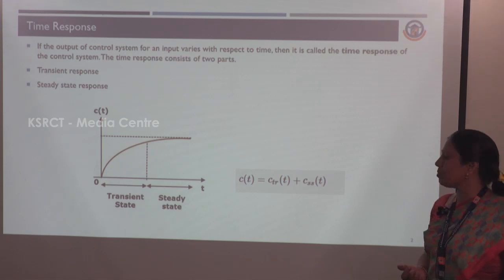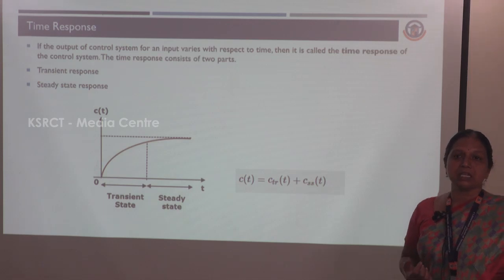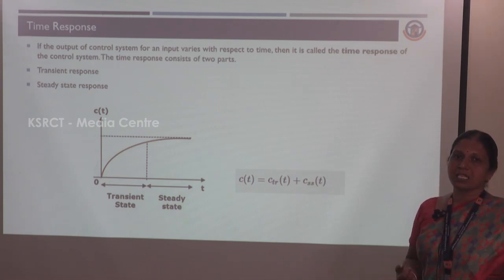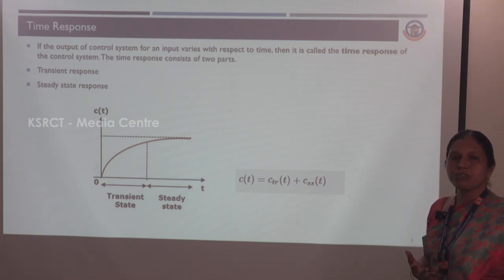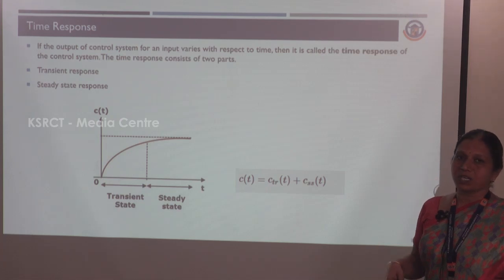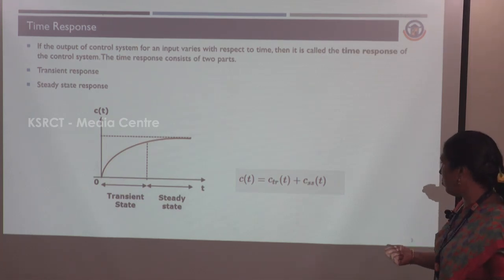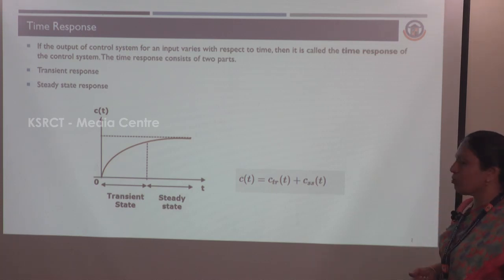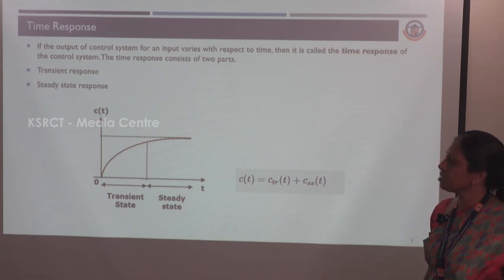response. Usually we represent the controlled output as C of t, and we represent the reference input as R of t. So, the controlled output is a combination of the transient state response as well as the steady state response. So, the controlled output C of t is equal to C_tr of t plus C_ss of t, that is transient state response plus steady state response.